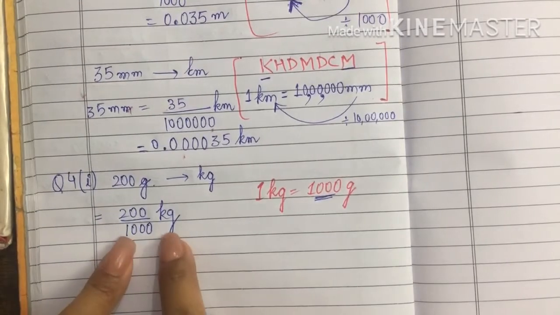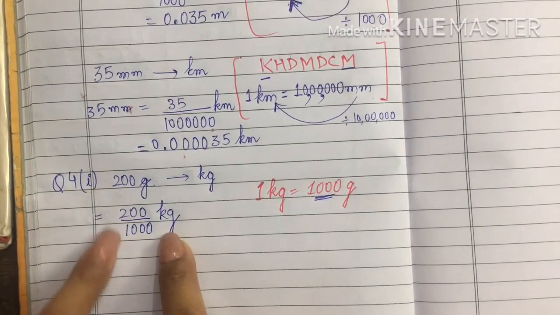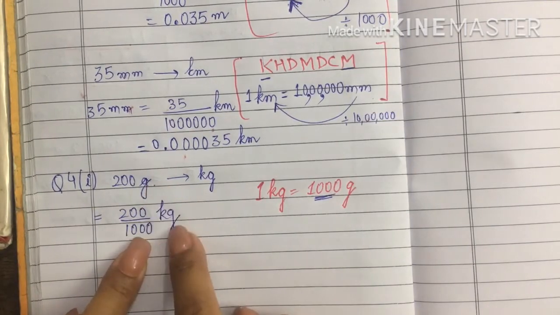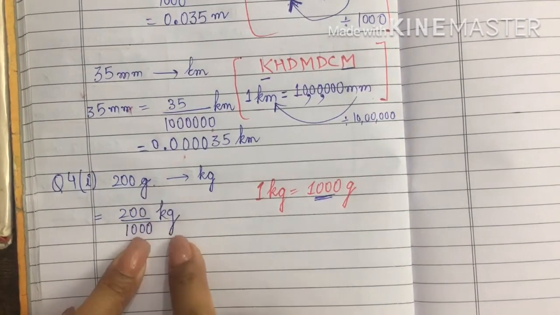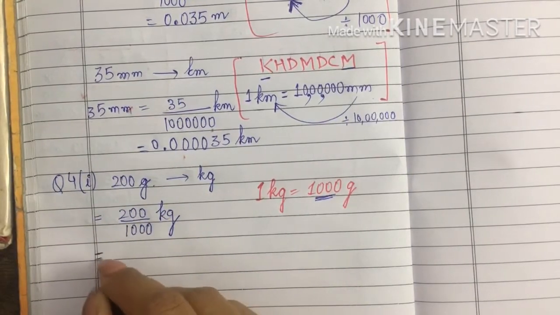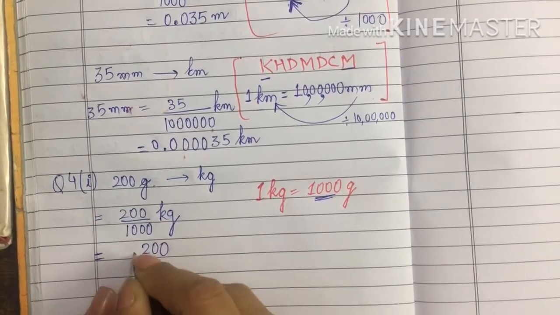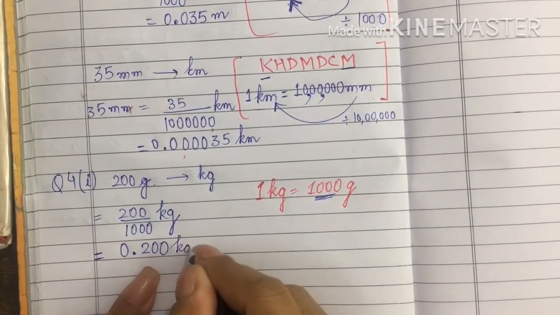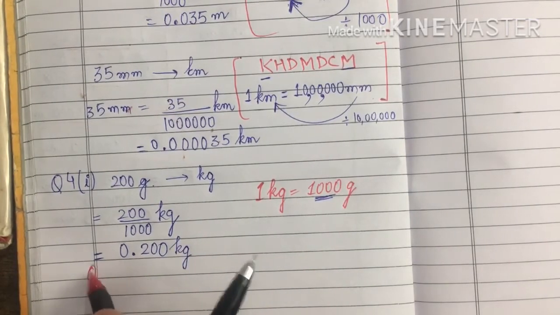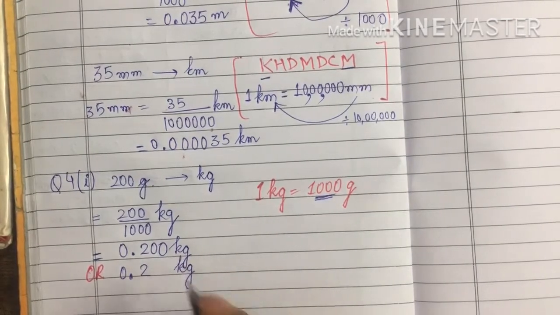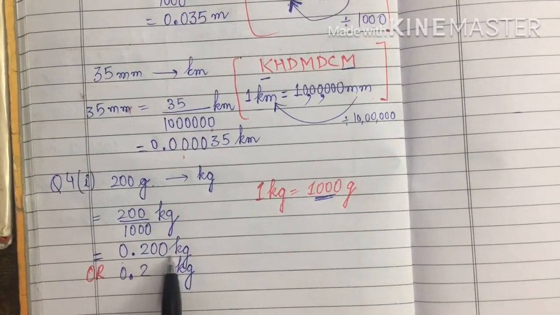So two things happen at the same time. I write 1000 in the denominator and I write kg in place of g. Now make this a decimal number. You can cancel the zeros or you can directly write it as a decimal number. So this will be 0.200 kg, and this actually is 0.2 kg. In a decimal number, zeros which are at the end can be ignored.